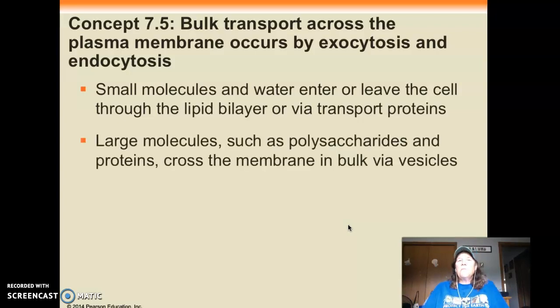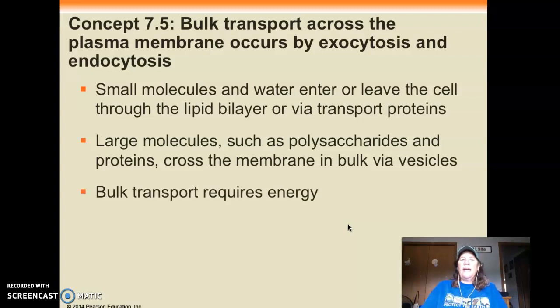Okay. So if you have small molecules and water and they want to enter or leave the cell through that layer, they can do it through the proteins. Okay, that's a natural thing. But what happens when you get large molecules like polysaccharides, starch, glycogen, those big ones, big proteins? If they need to cross that membrane, they're just not going to squeeze through there. It's not going to happen. So they have to have vesicles. They have little tiny compartments built for them that they travel in. Okay, and if you do a lot of it, it's going to take energy.